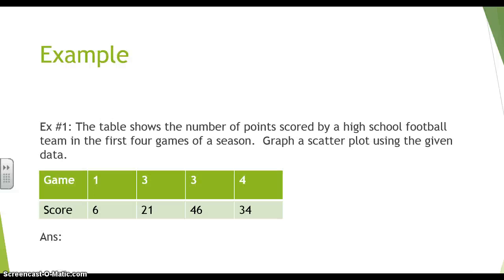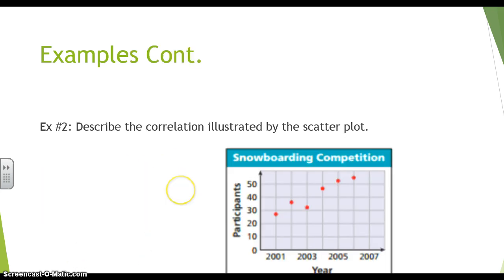So here we have our first example. There's a table below that shows the number of points scored by a high school football team in the first 4 games of the season. They want us to graph a scatter plot using the given points. So we are going to graph a scatter plot. We have the game. This should be a 2, not a 3. And then we have the scores.